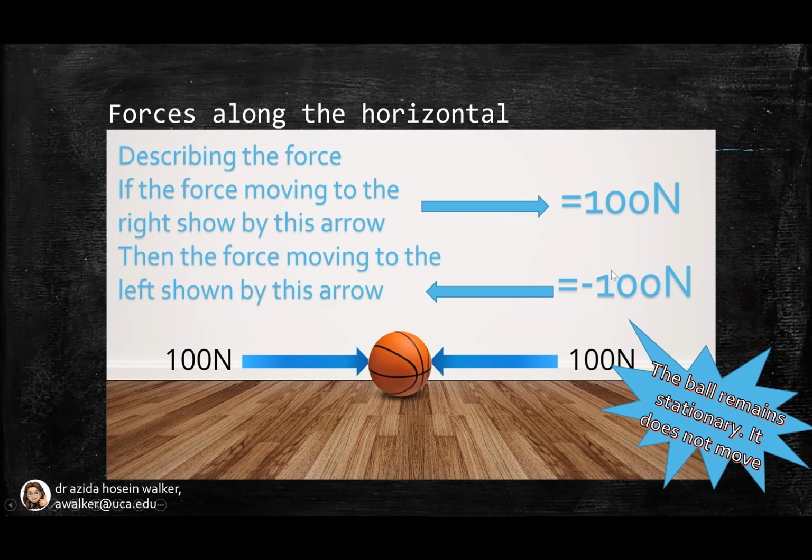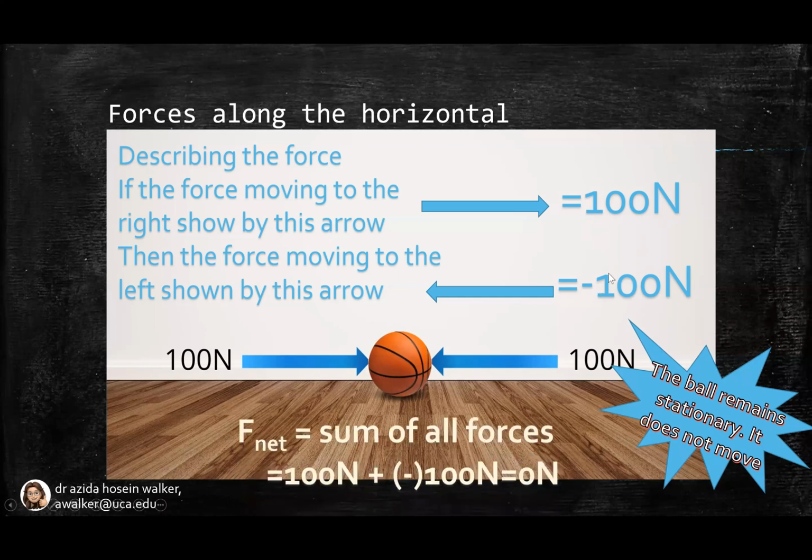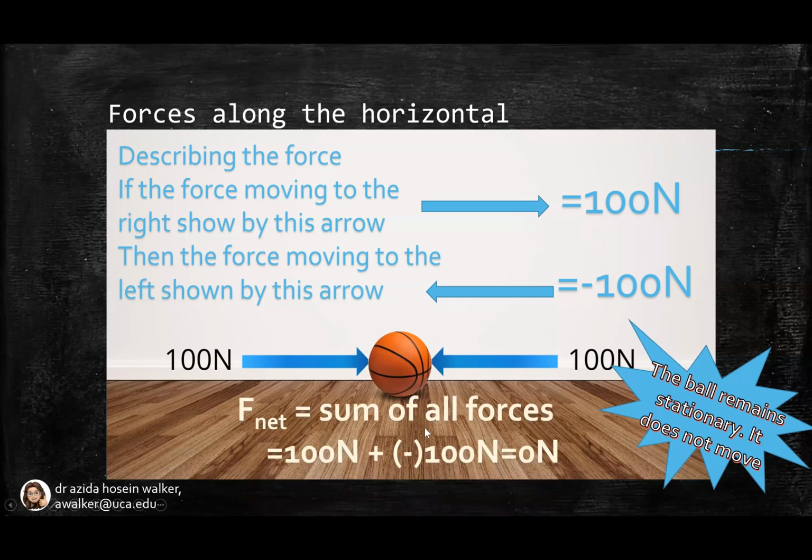So here, the negative 100 newtons tells us that this force is not less than, but is in the opposite direction to this force that's a 100 newton force. So now we've represented those forces and directions in terms of a positive and negative sign, and then we can combine them to get the net force, or the sum of all the forces. So we get 100 plus the negative 100 newtons, and that's 0 newtons. So the net force acting on the basketball is 0 newtons, and as a result of no net force, the ball will not move. The ball remains stationary.